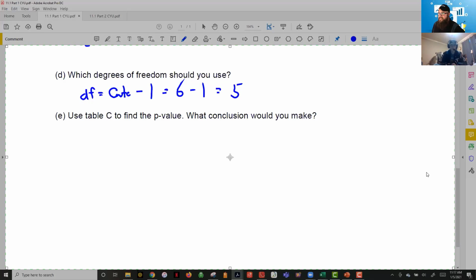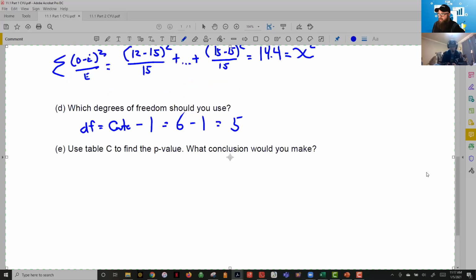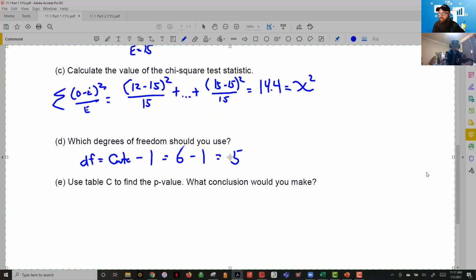So it says here to use table C to find the p-value. Well, we know the two things you're going to need to use table C: we're going to need to know our chi-square value, which we came out with 14.4. So we're going to use that. And we know our degrees of freedom is 5. So I think I got this table already pulled up.